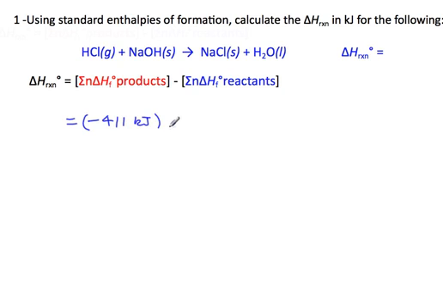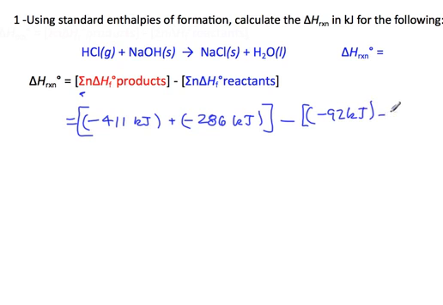Negative 92 kilojoules plus, and the enthalpy of formation for sodium hydroxide is negative 427 kilojoules. Okay, so products minus reactants. Now we can go ahead and do the math.